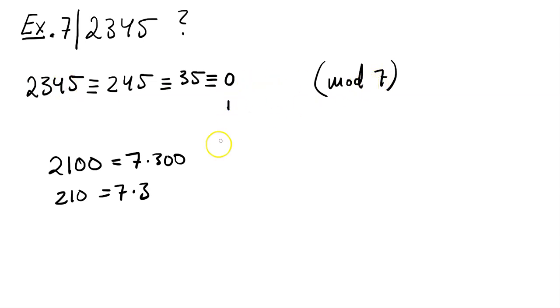If I instead, for example, had gotten 1, then that means this number is not divisible by 7, but it will give a remainder of 1. Or if I got a 2, it's not divisible and it will give a remainder of 2. So this is a very neat way of finding out if something is divisible, and if it's not divisible, finding out the remainder in the division.